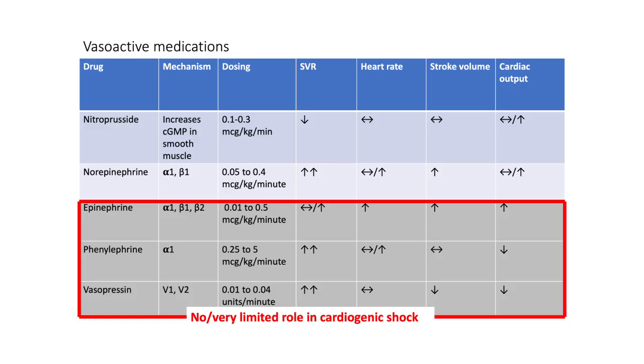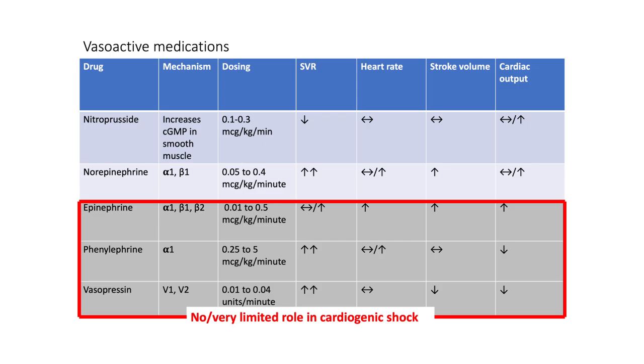Phenylephrine is a pure alpha agonist which increases SVR and afterload, so it has a very limited role in cardiogenic shock. Likewise, vasopressin, which acts on vasopressin receptors in vascular smooth muscle, can be considered in cardiogenic shock with refractory severe hypotension, but otherwise does not have a role in standard management.